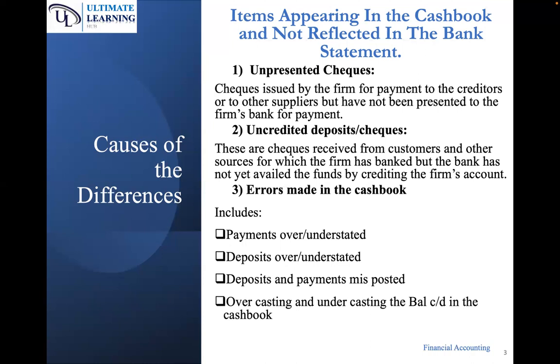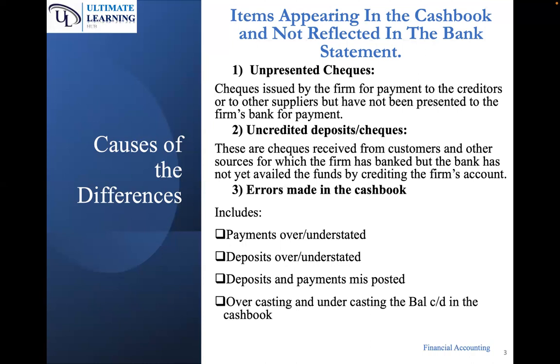So there are three main reasons or three main items that appear in the cash book and are not reflected in the bank statement. Number one, unpresented checks. Number two, uncredited checks. And number three, errors that are made.